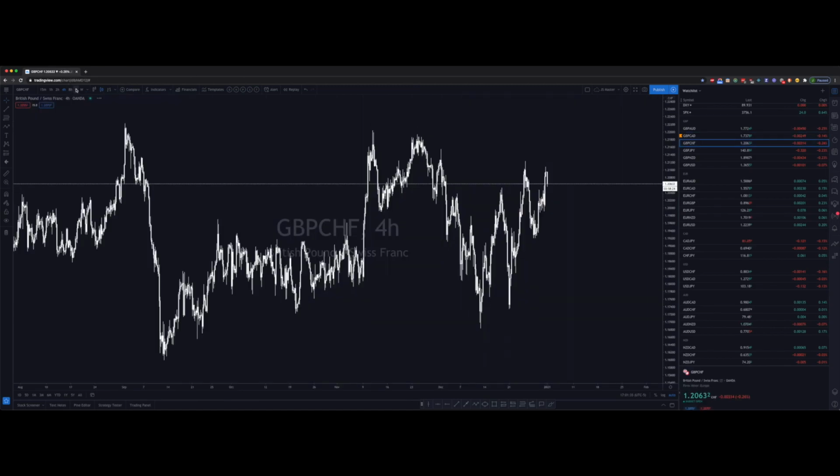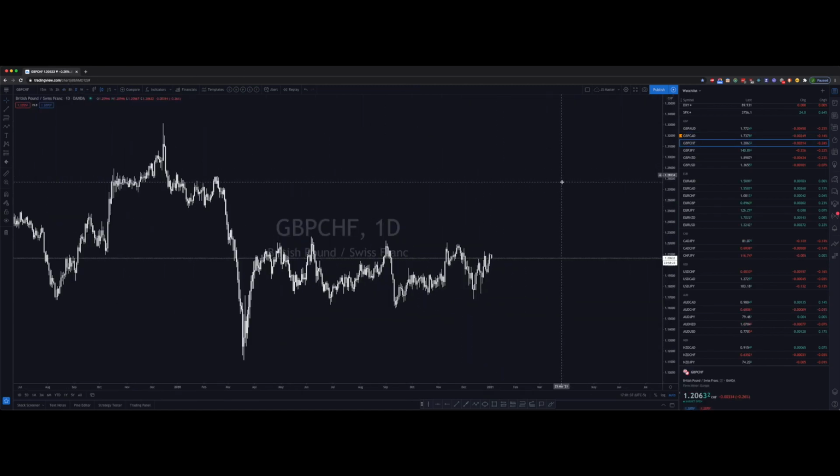GBPCHF daily. Again, we're kind of in this sideways price action happening here. No clear trend. Price is just kind of stuck in this zone here, right?